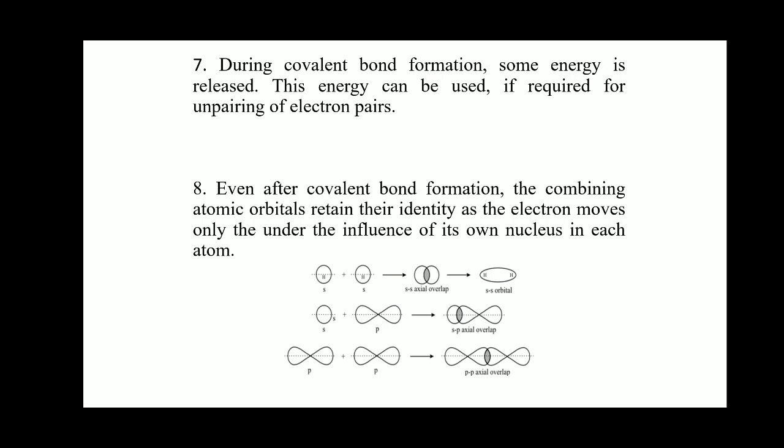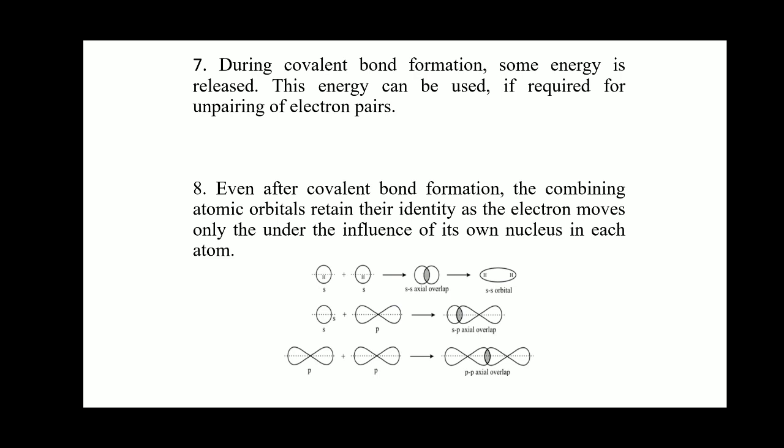Next, the eighth postulate states that even after the covalent bond formation, the combined atomic orbitals retain their identity, as the electron moves only under the influence of its own nucleus in each atom. It means the orbitals which are sharing the electrons, which are combining to form a covalent bond, retain their identity after the formation of a bond.